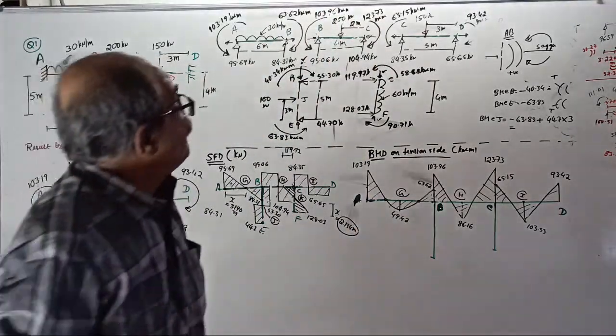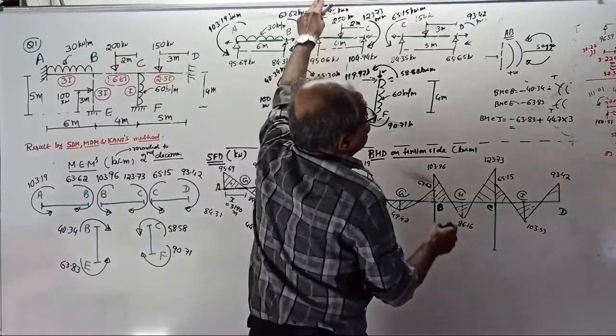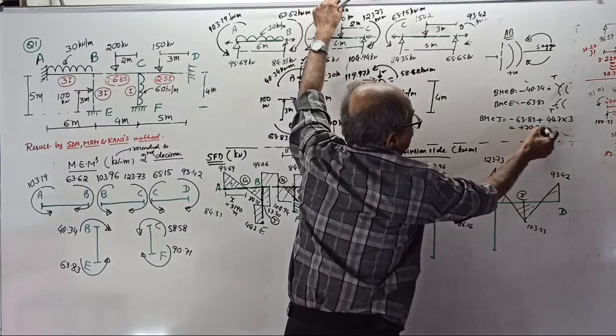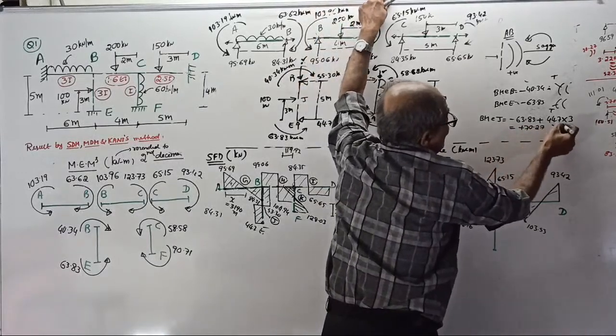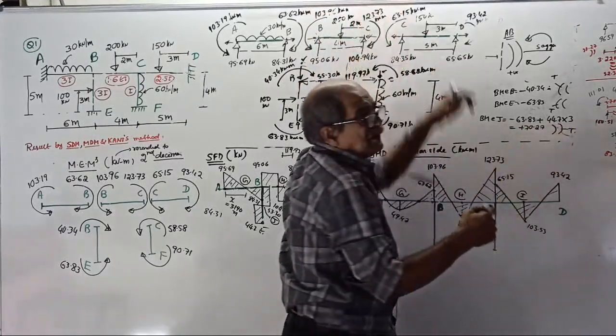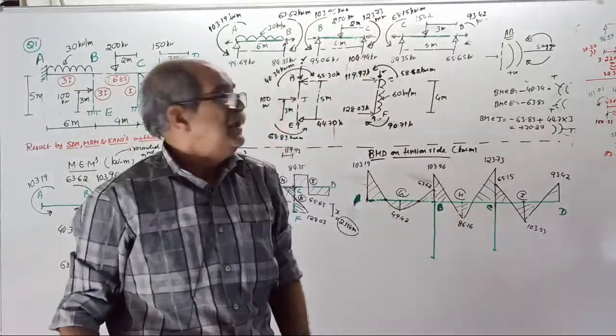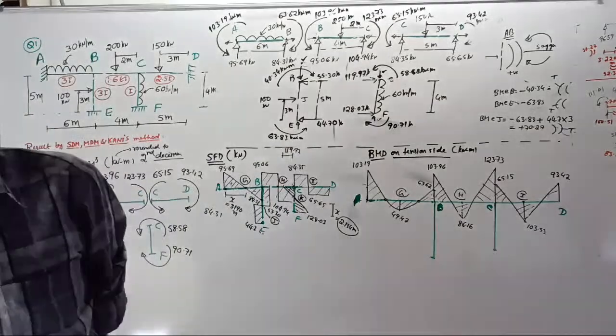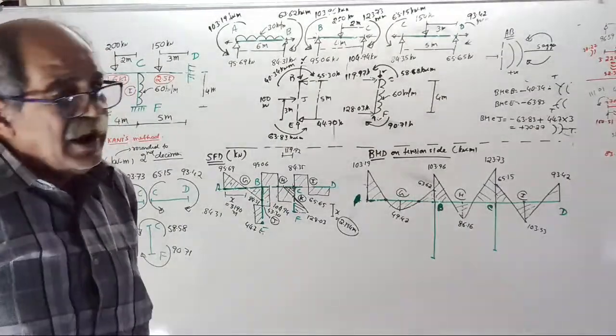Plus 70.27. It is plus 70.27. That means it is sagging. Tension is on right side or left side? Tell me. Tension comes on right side or left side?